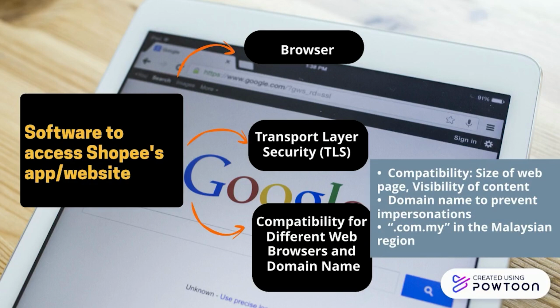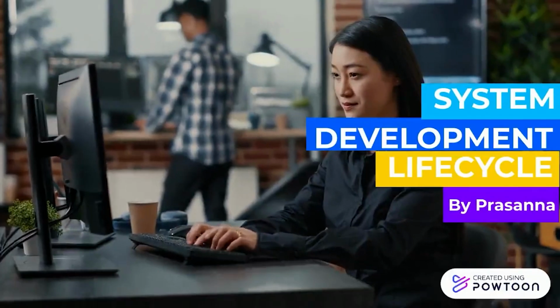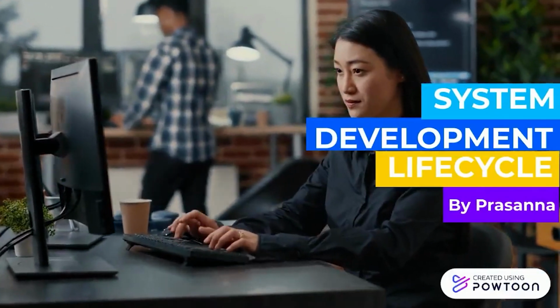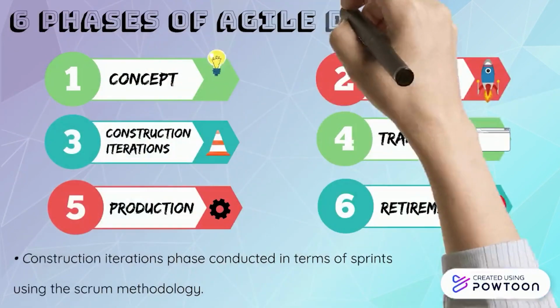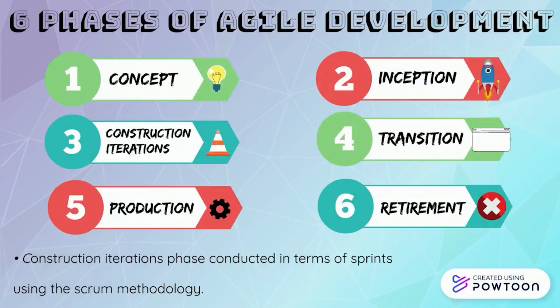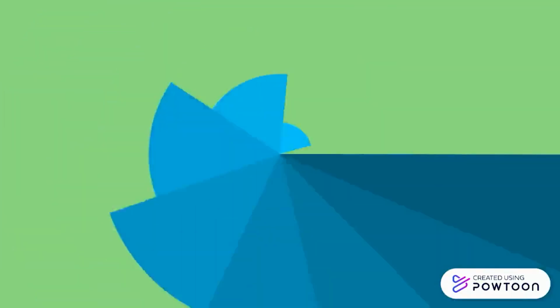Thank you. Hello, I am Prasna and I will be presenting on SDLC. We have chosen the Agile approach simply because for an e-commerce platform like Shopee, it is quick, it can attract customers even at an early stage, and changes or updates can be made swiftly. 6 phases of Agile development are concept, inception, construction iterations, transition, production, and retirement. What's unique is that the construction iterations phase is conducted in terms of sprints.